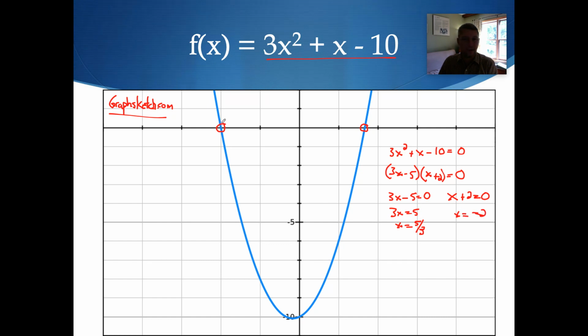Absolutely. Now, if x plus 2 equals 0, then of course x simply equals -2. And of course that point right there is indeed x equals -2, or the point -2, 0. So this one is going to be -2, 0, and this one is going to be positive 5/3, 0. So there's the first one.